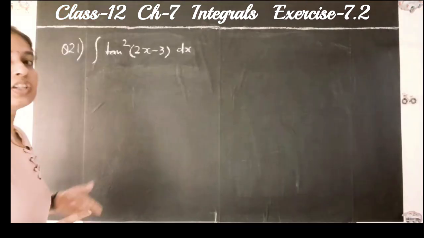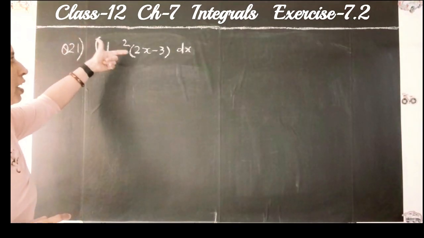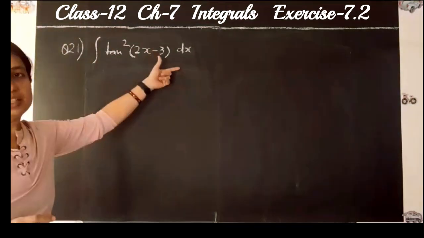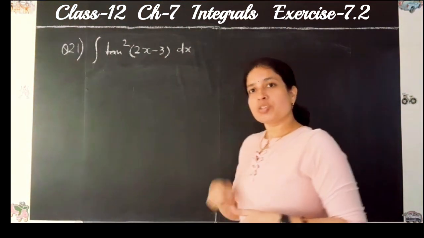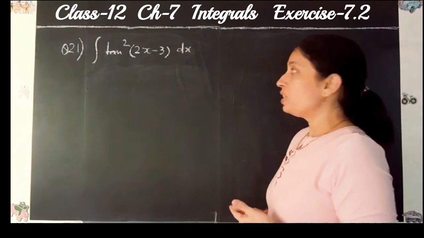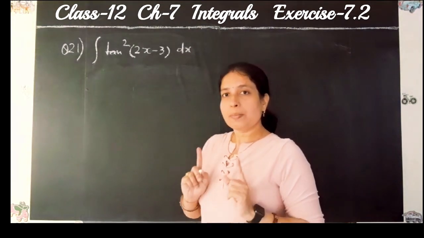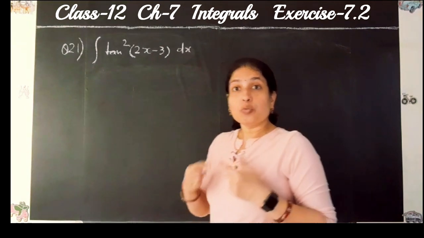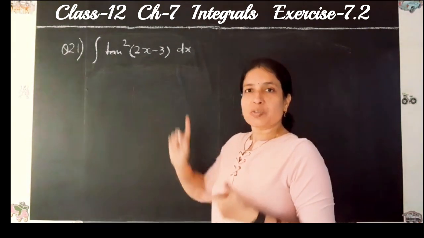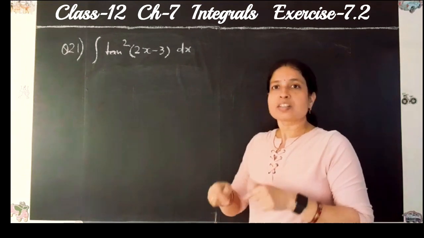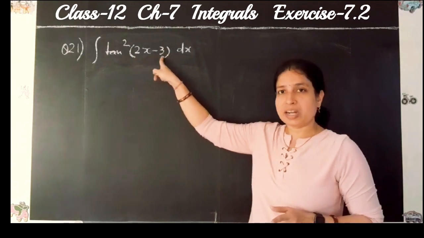So next one is question number 21. It is integral of tan square 2x minus 3 dx. यहाँ पे फंक्शन हमें tan स्क्वायर के फॉर्म में दिया हुआ है, तो सबसे पहले हम इसको sec स्क्वायर के फॉर्म में चेंज करेंगे क्योंकि हमें sec स्क्वायर x का इंटीग्रल का फार्मूला पता है. And we know that 1 plus tan square x is equal to sec square x. So tan square x will be sec square x minus 1. But in place of x, here it is given 2x minus 3.